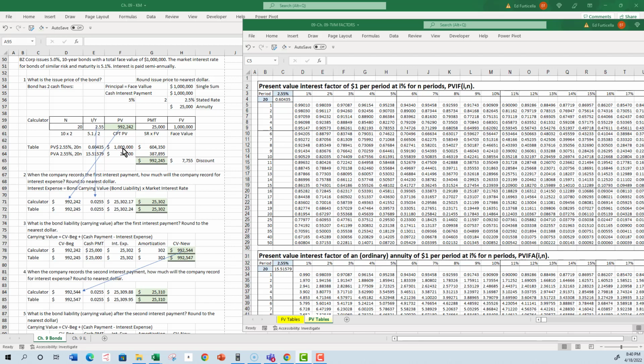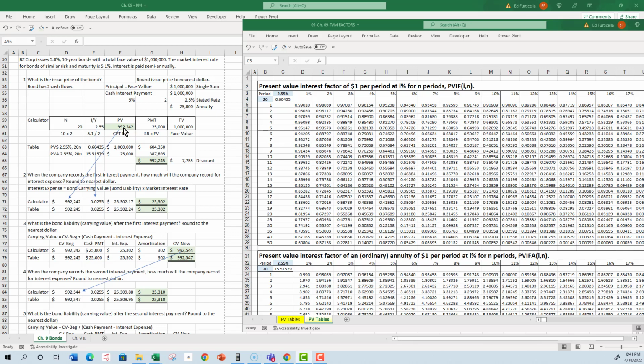To get the present value of the $25,000 cash interest payment, we're going to take $25,000 and multiply it by the present value factor for an annuity of 15.51579, and we're going to get $387,895. We're going to add the $604,350 to the $387,895, and we're going to get a total price value of $992,245. So we have a $3 difference between the calculator and the table.